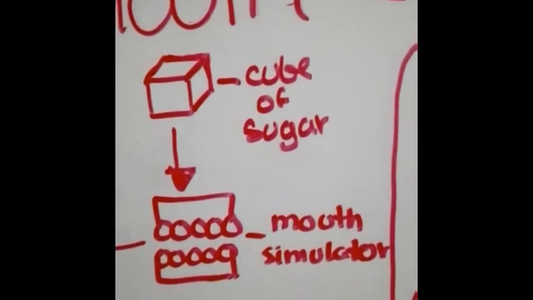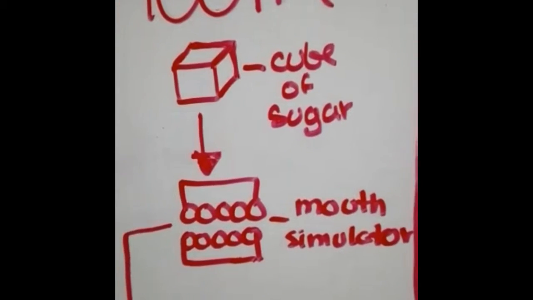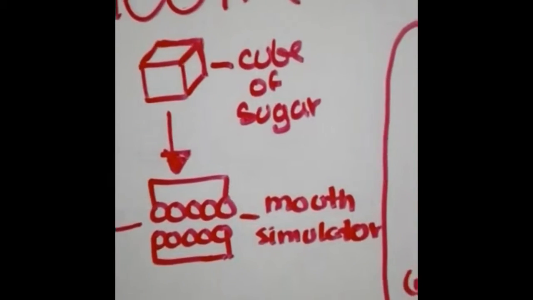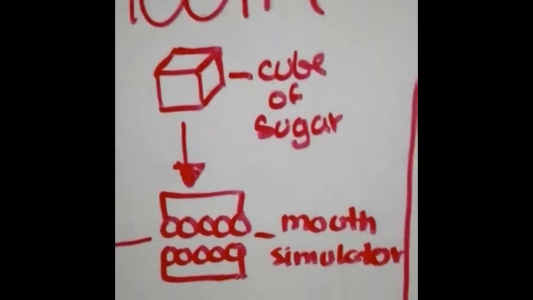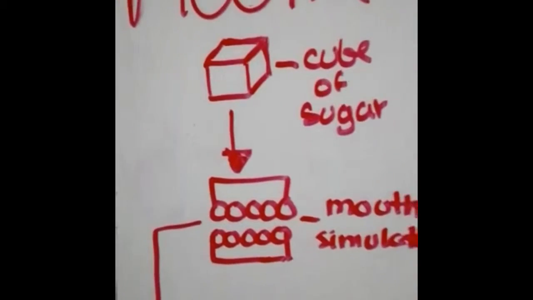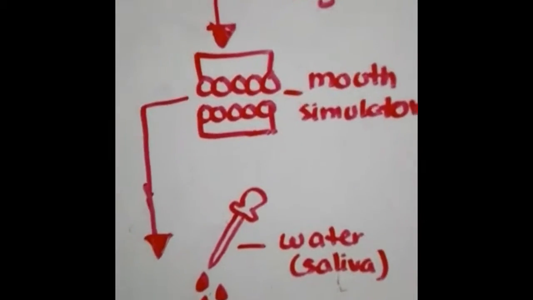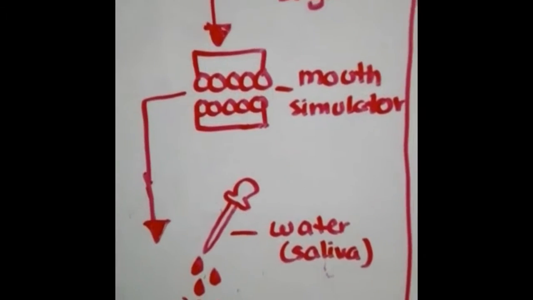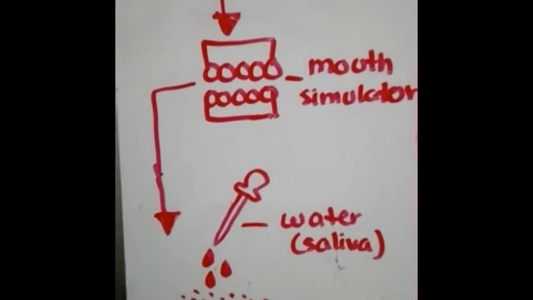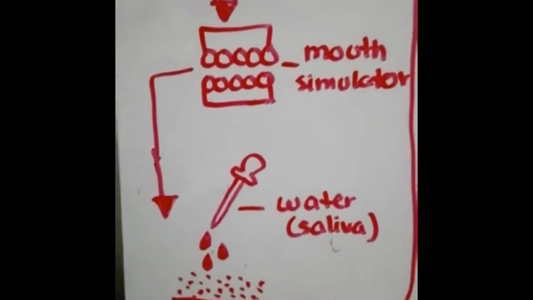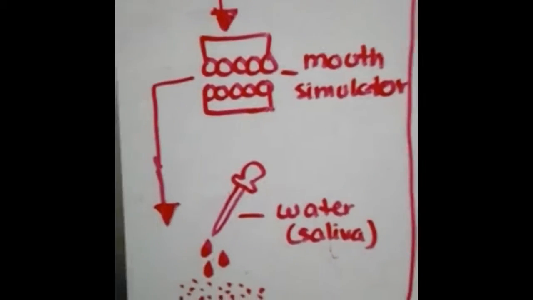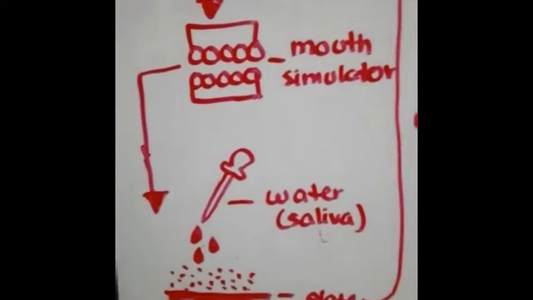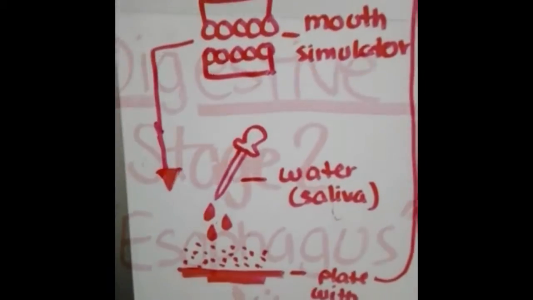Then, with a mouth simulator, we will crush the sugar cube to make it crumbs and show the job of the teeth. Then, to those crumbs of sugar, we will add some water to act as saliva. This added water is going to be the job of one of the public that we're going to choose. So it's one of the ways that the public is going to interact with the model.